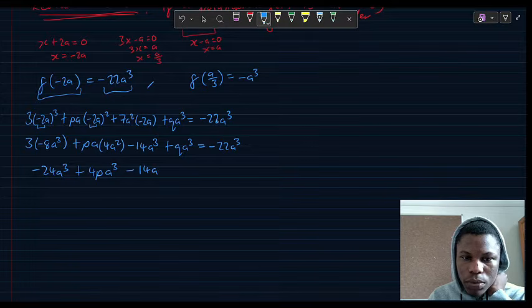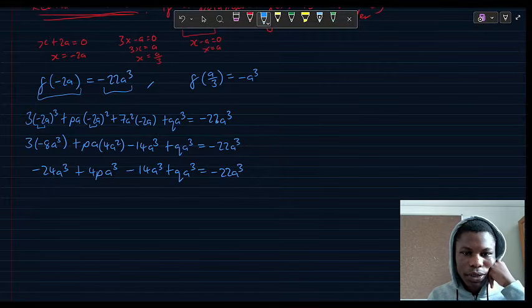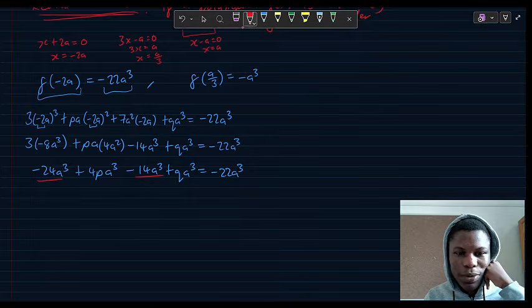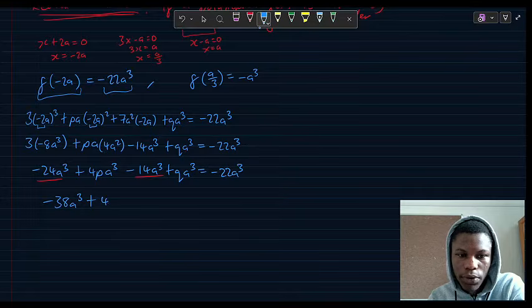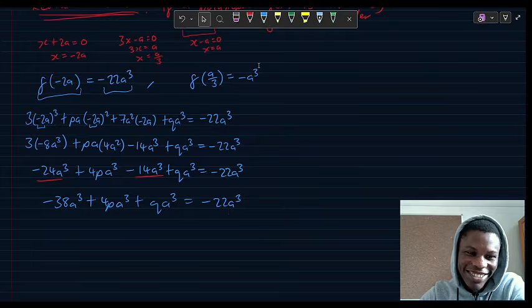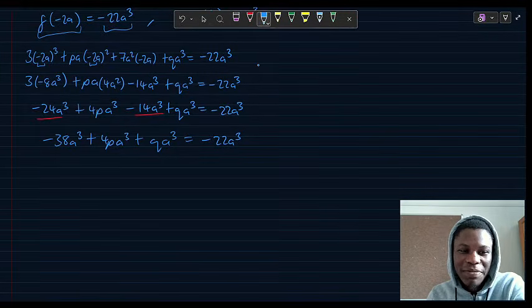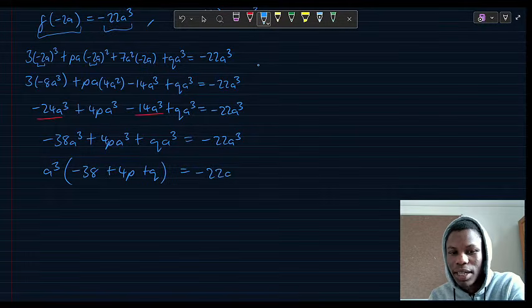Negative 14a cubed plus qa cubed is equal to negative 22a cubed. All right. And so here I can simplify. I've got negative 24a cubed and negative 14a cubed. So what does that give us? That's negative 38a cubed plus 4pa cubed plus qa cubed is equal to negative 22a cubed. There's a lot of a cubes. Let's factor out a cubed on the left. A cubed times (negative 38 plus 4p plus q), and this is equal to negative 22a cubed.